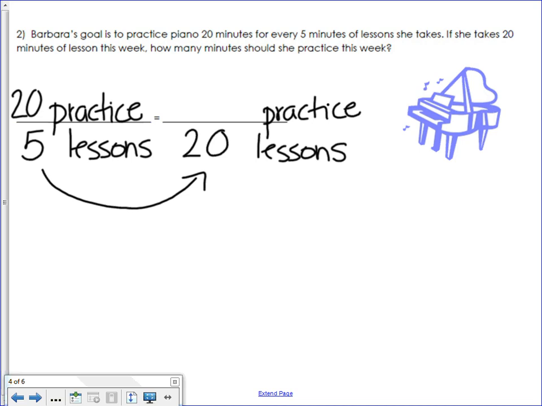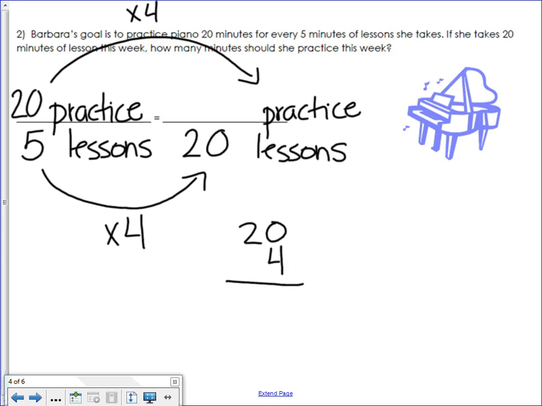To get from 5 to 20, we multiply by 4. So to get from 20 to the amount of practice we would need for 20 minutes of lessons, we're going to multiply by 4. 20 times 4 is 80. So for 20 minutes of lessons, Barbara would need to do 80 minutes of practice.